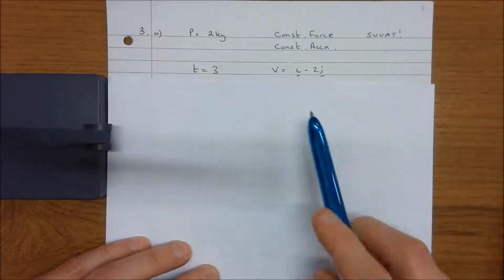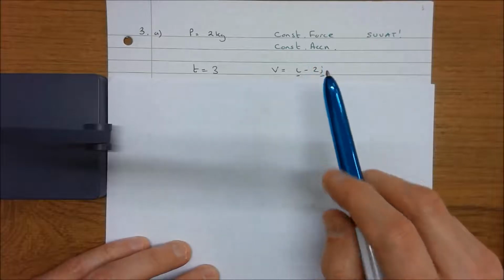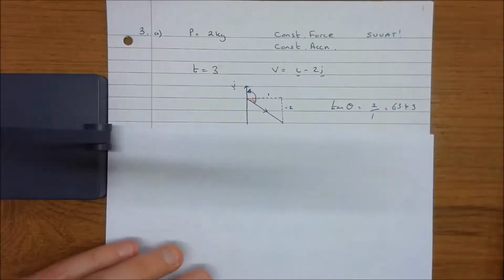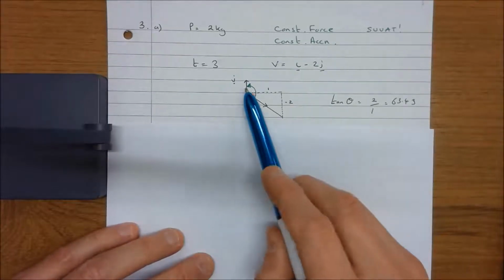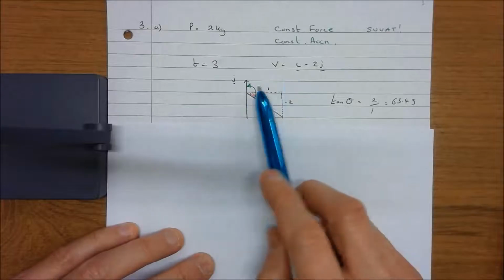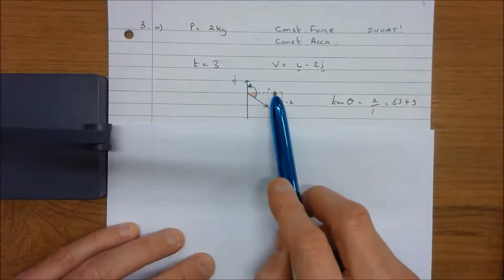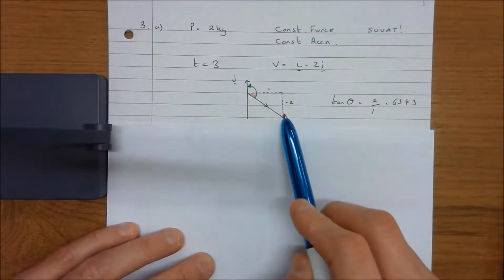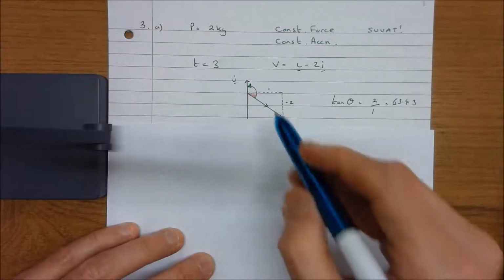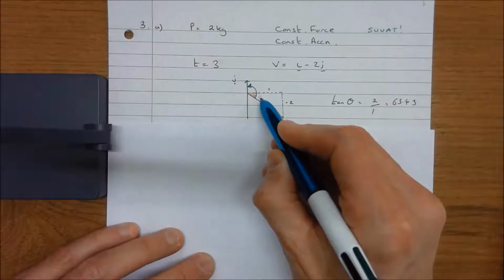Okay, and we want the angle between the direction of motion and the j vector. So we'll just do a quick sketch to show what's happening here. The j vector is parallel to the y-axis, and the velocity vector is 1 to the right and -2 down. So I'm interested in the whole of this angle here. So first of all, I'll work out theta, this angle.